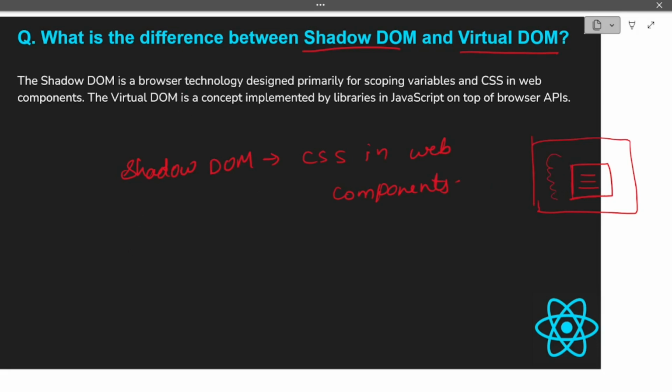That is, shadow DOM is a browser technology designed primarily for scoping variables and CSS in web components, whereas we have already studied the virtual DOM. The virtual DOM is a concept implemented by libraries in JavaScript on top of the browser's API. You can speak a lot about virtual DOM because we have already understood it, so you should understand both what virtual DOM and shadow DOM are.